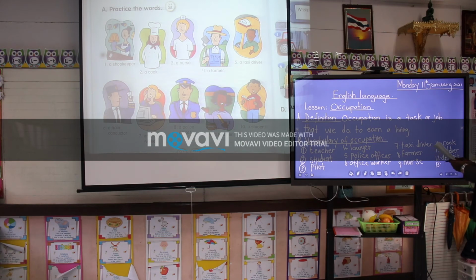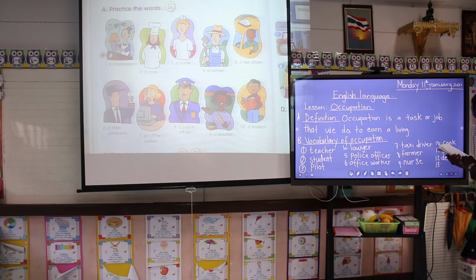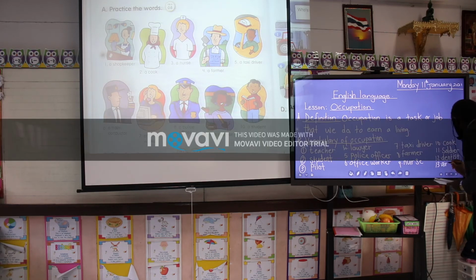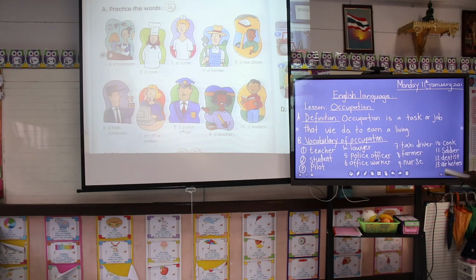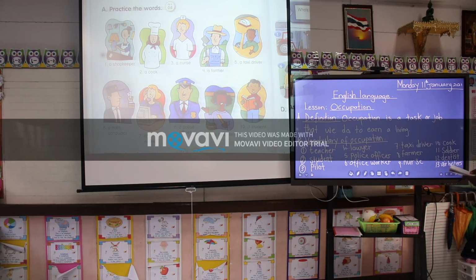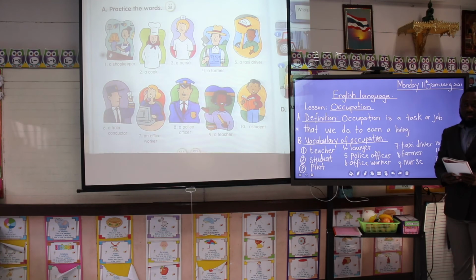13, we're going to take air hostess. That is 13, and we will end at 13 for today. So, before we have our homework or exercise, we are going to read together.